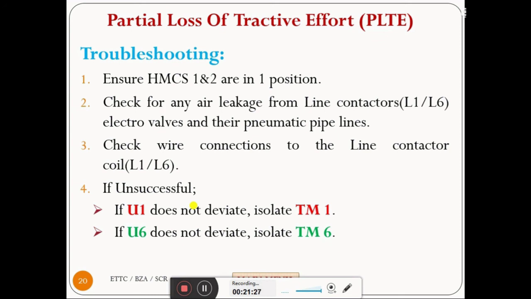You can observe meters. As we have already discussed, nowadays as a modification, every traction motor branch is connected with any one meter, that may be voltmeter or ammeter. So by taking a few notches, you can conclude which TM branch is open circuited or which line contactor is not closing. If U1 does not deviate, isolate TM1. If U6 does not deviate, isolate TM6.